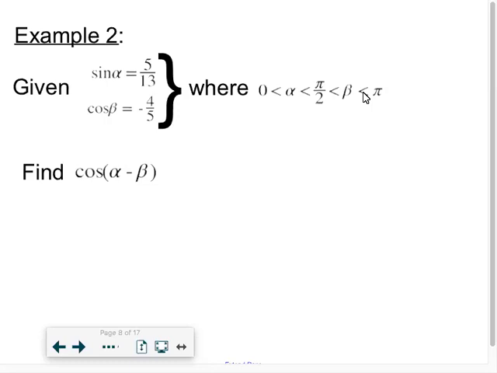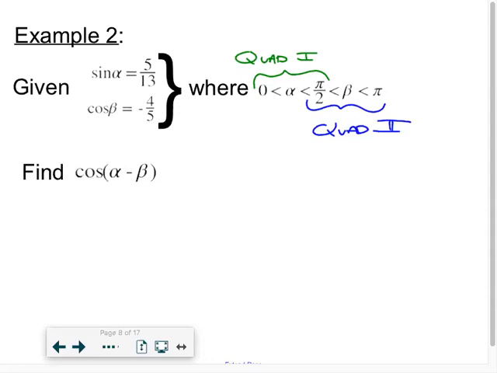So this compound inequality you're looking at here reads 0 is less than alpha, which is less than pi/2, which is less than beta, which is less than pi. So what does that mean? It means that alpha, between 0 and pi/2, is a quadrant 1 angle. Right? That's important. And then what does beta mean? Well, this means it's a quadrant 2 angle. Right? So think about that.